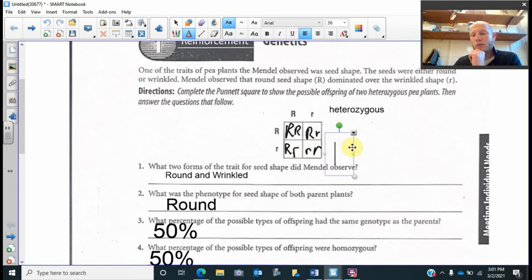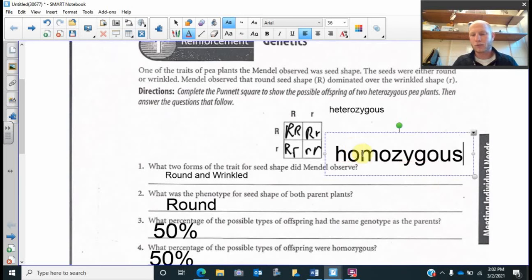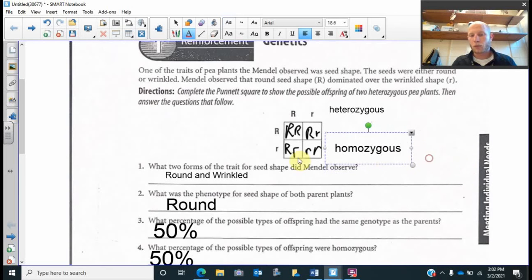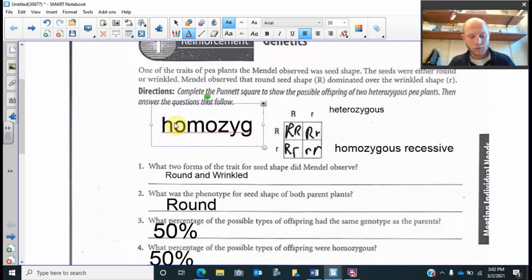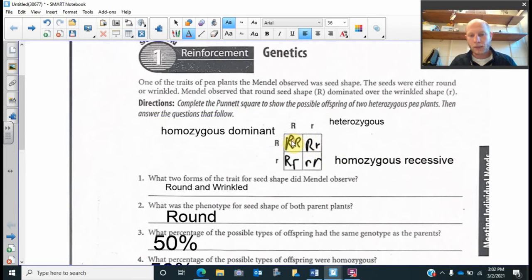Then we have homozygous. Well, we have two types of homozygous. We have homozygous dominant and we have homozygous recessive. Which one's this one? This one right here is homozygous recessive because it has little r. But then this guy's the same. So homozygous means the same, so it's the same alleles. So homozygous recessive, homozygous dominant up here because these alleles are dominant. They're the same. All right, and that's this guy right here.